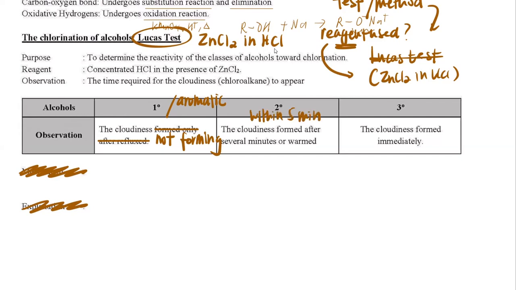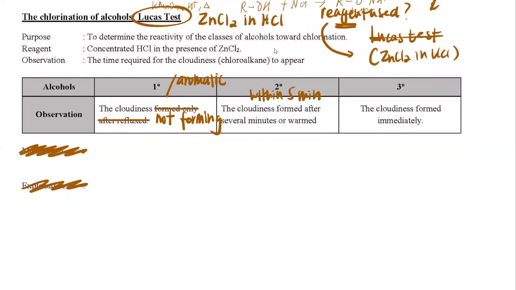Okay, why do primary and aromatic alcohols not form cloudiness? Because no chloroalkane forms.